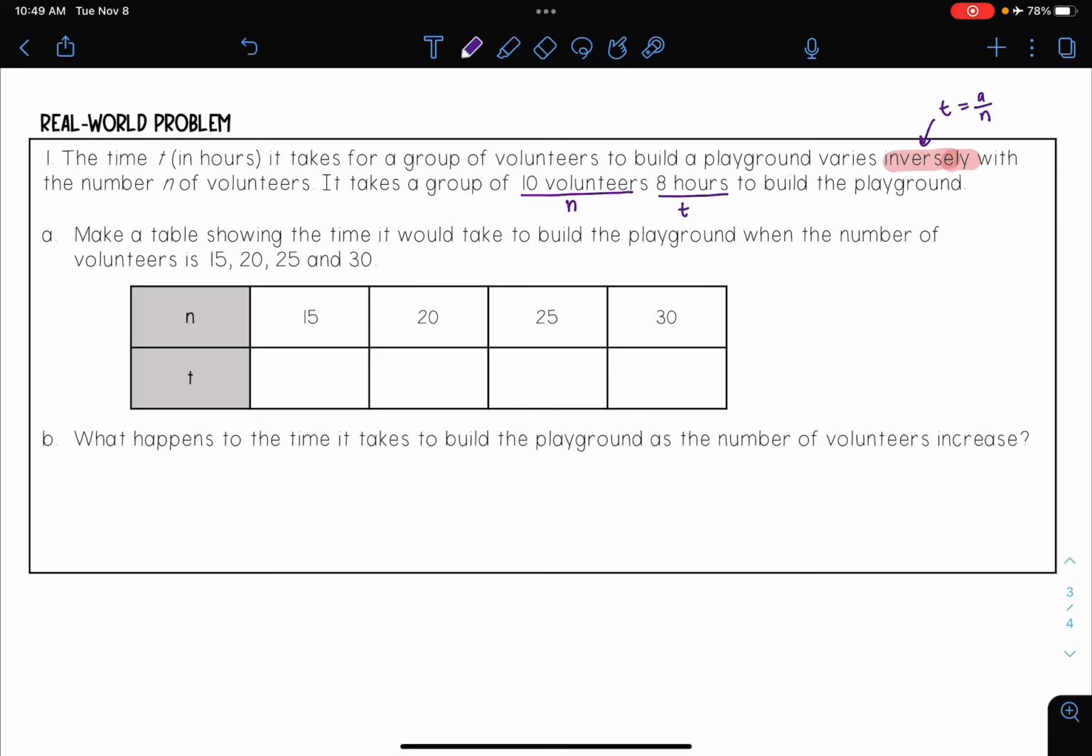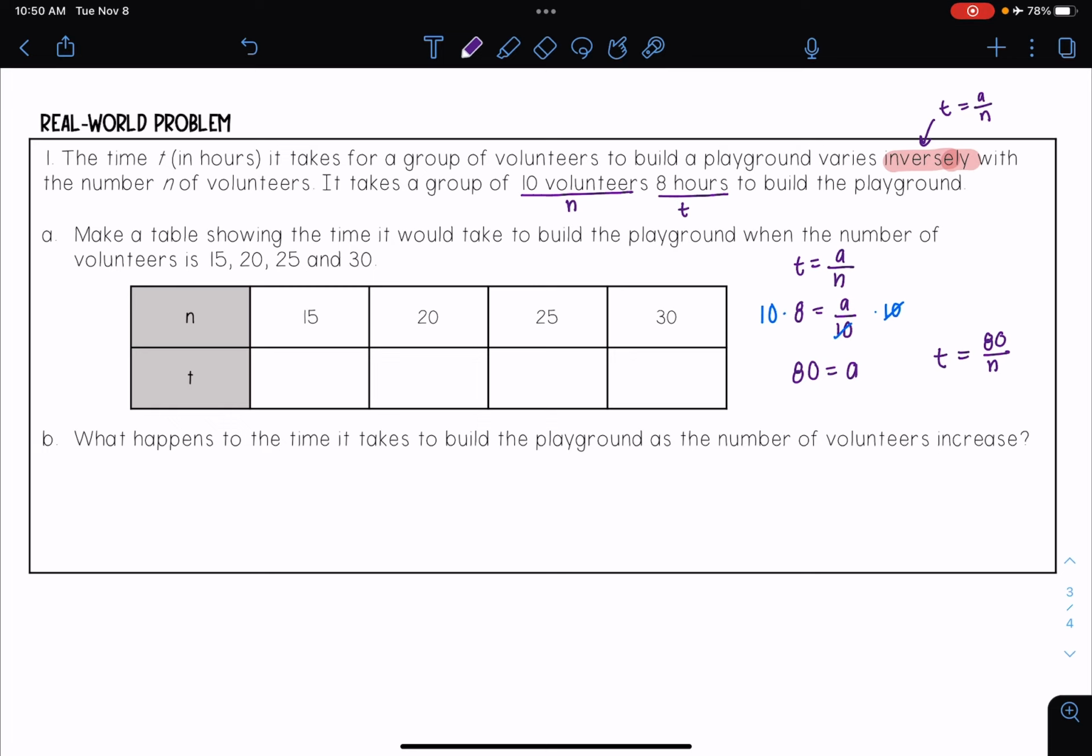So I can plug in 10 and 8 into this equation to find my value of a, and that's going to help me find the rest of these values. And so my t is 8 and my n is 10. In solving that, I can multiply 10 on both sides, and I get that 80 is equal to a. So my equation here is going to be that t is equal to 80 divided by n.